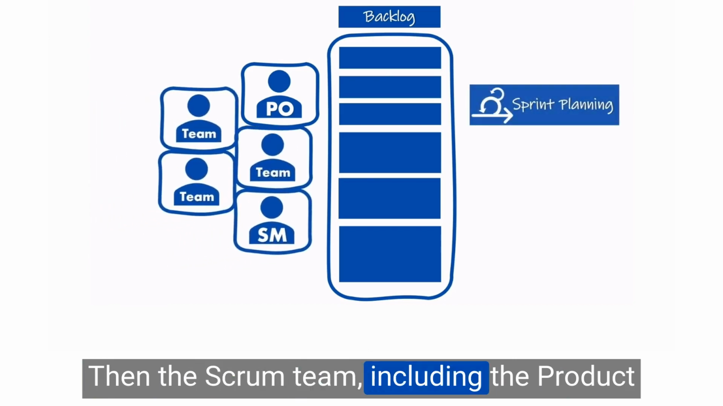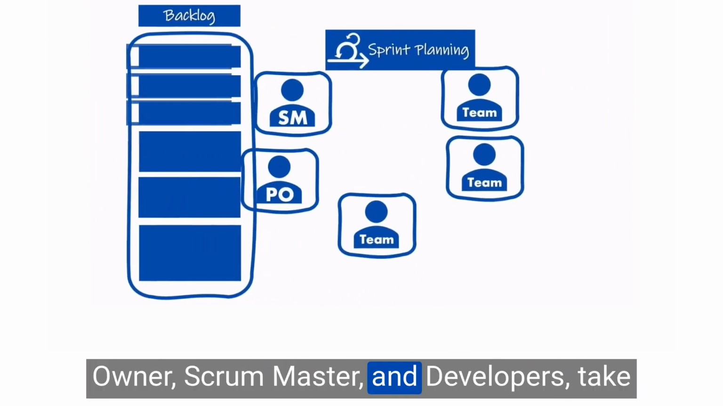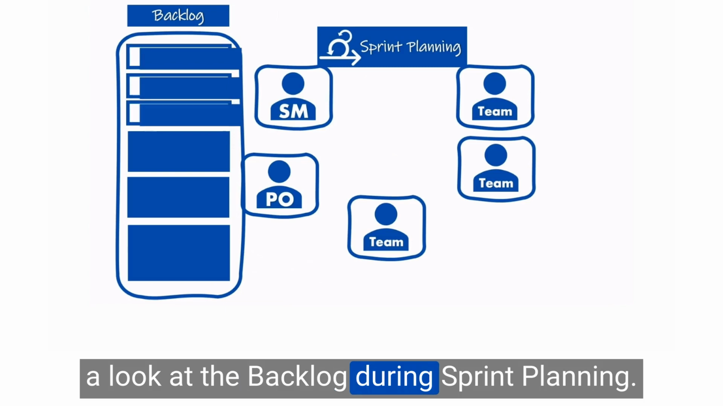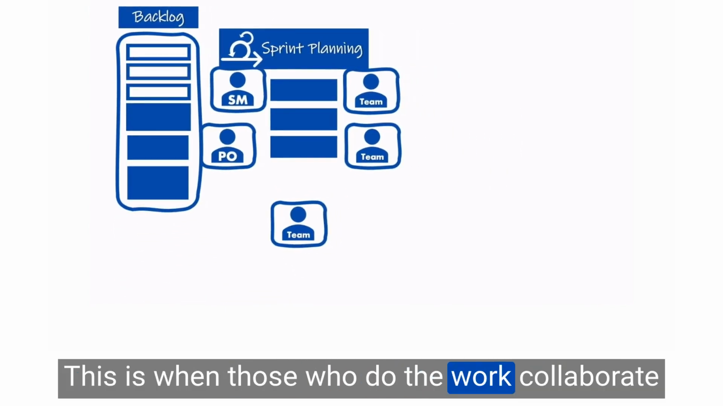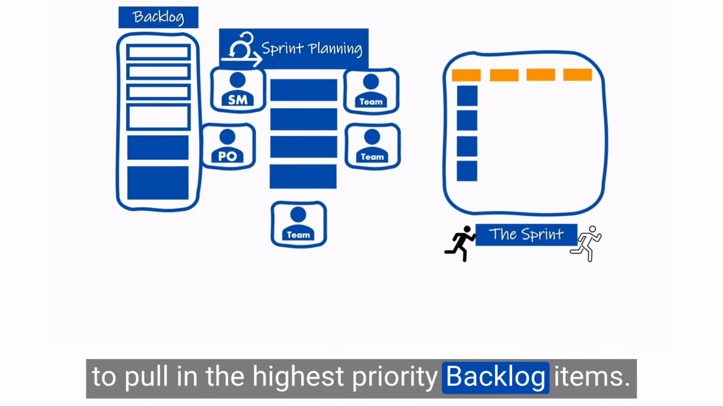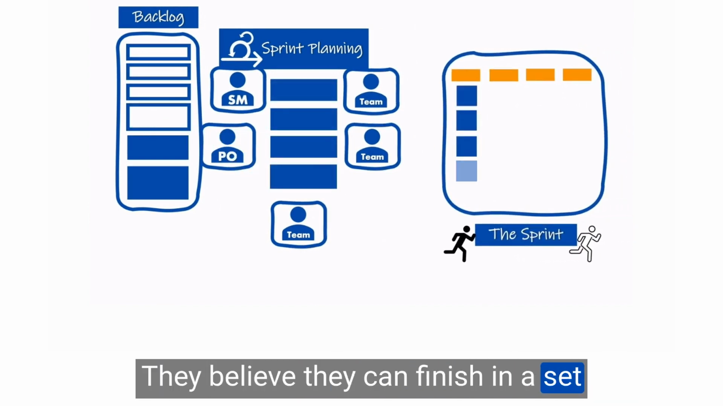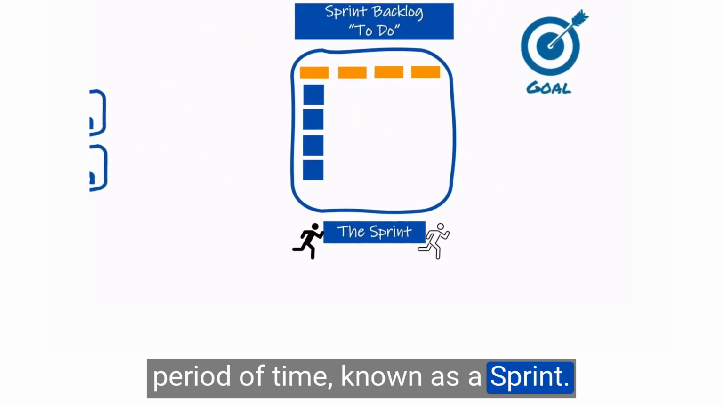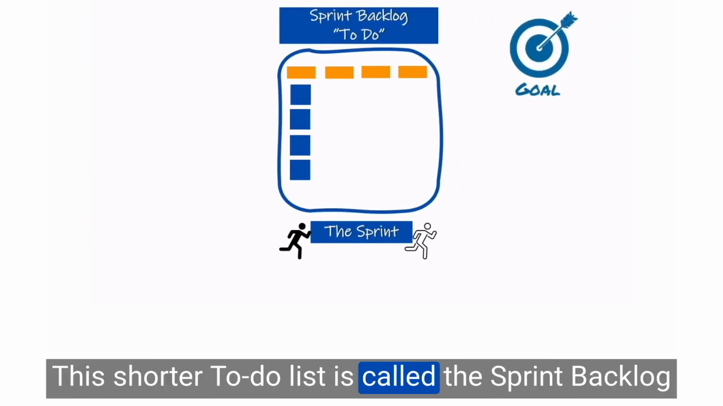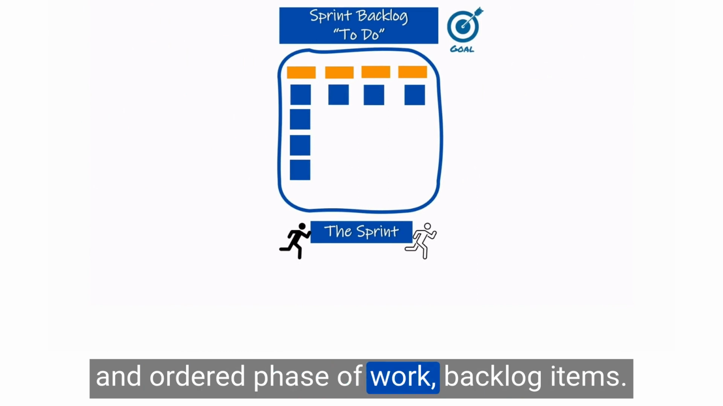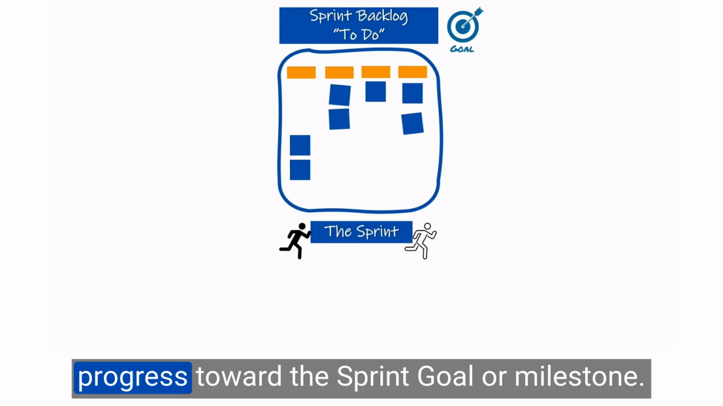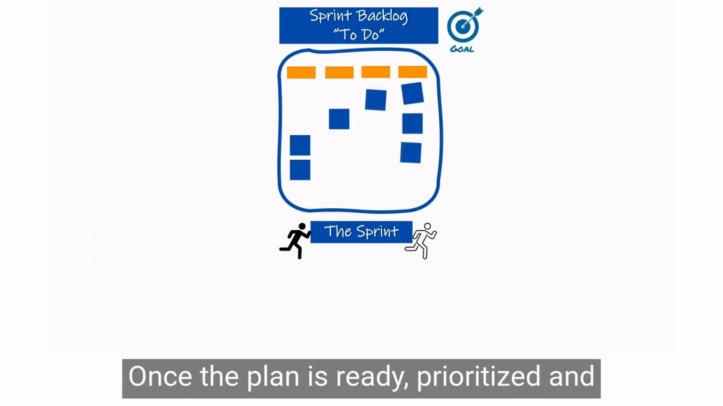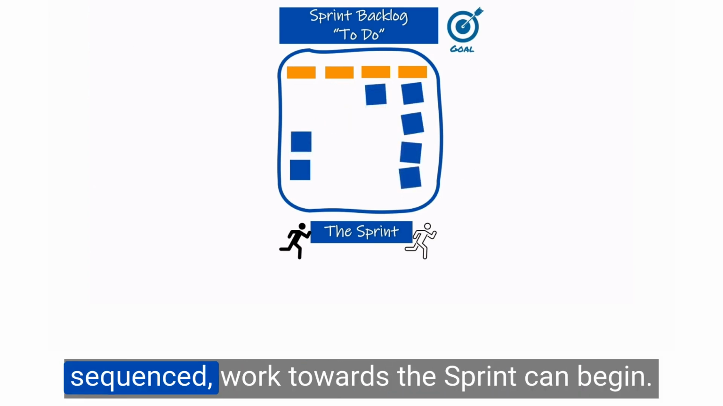Then, the Scrum team, including the product owner, Scrum Master, and developers, take a look at the backlog during sprint planning, the first event in Scrum. This is when those who do the work collaborate to pull in the highest priority backlog items they believe they can finish in a set period of time, known as a sprint. This shorter to-do list is called the sprint backlog, an ordered phase of work, backlog items. If this phase of work is achieved, the team makes progress toward the sprint goal or milestone. Once the plan is ready, prioritized and sequenced, work towards the sprint goal can begin.